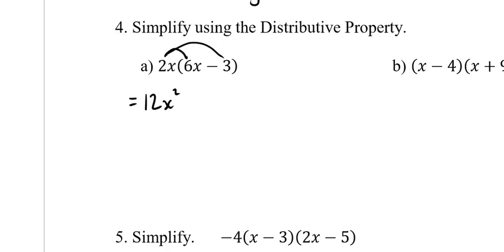So this is the kind of thing I want you to be able to do. And then 2 times 3 is negative 6. And I'm multiplying x by, there is no x there, so it just stays the same. I'm not adding any more exponents to it.